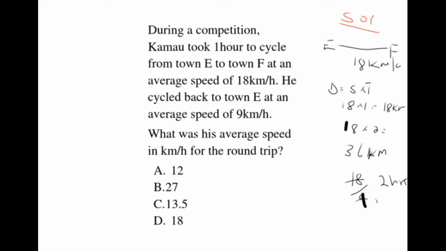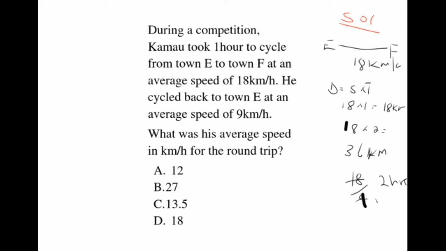Therefore, the question asks us, what was his average speed in kilometers per hour for the round trip? So from E to F, 18. From F to E, 18. 18 times 2, that is 36. So we'll get 36, divided by the total time taken, these 2 hours plus that 1 hour is 3 hours.